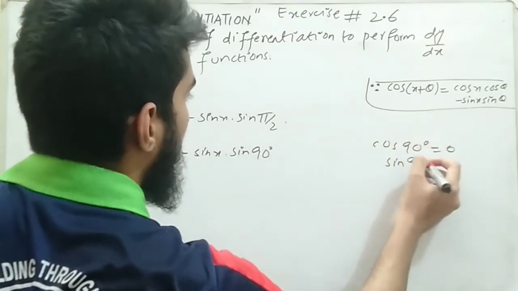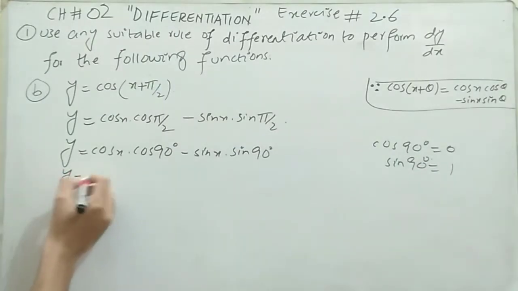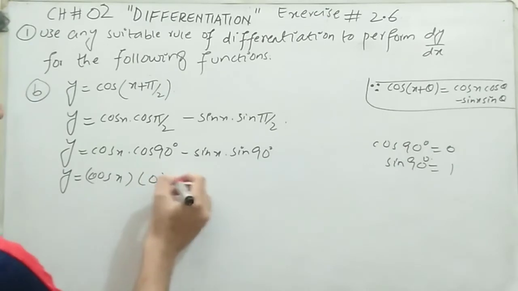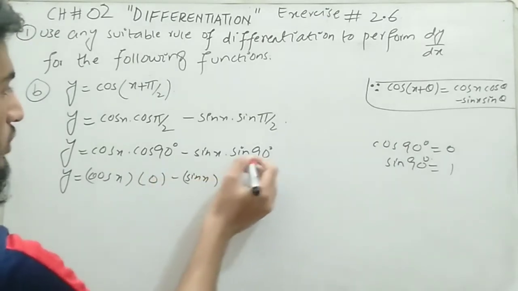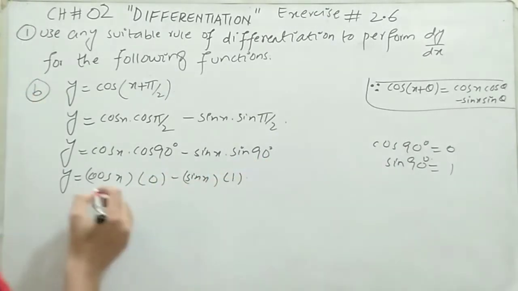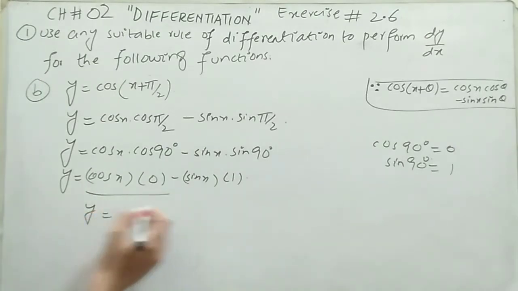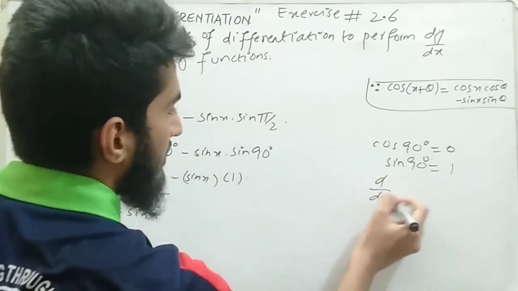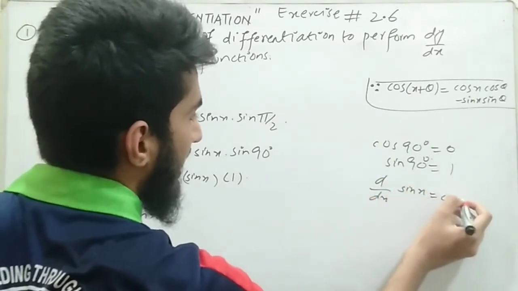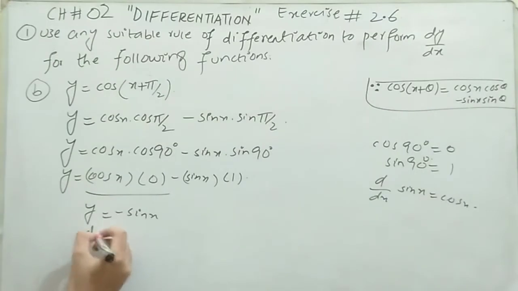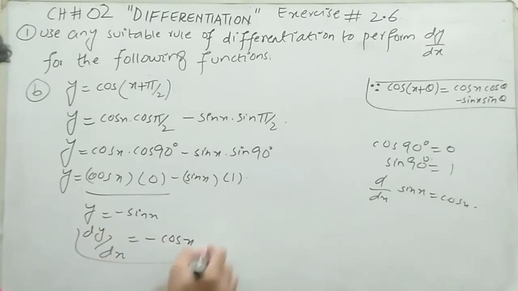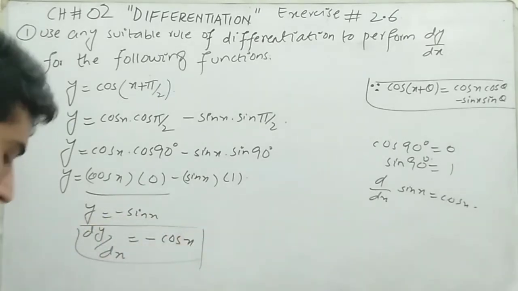You know that cos of 90 degree is equal to 0 and sin 90 degree is equal to 1. Putting these values, it becomes y is equal to cos of x multiplied by cos of 90, which is 0, so put 0, minus sin x, and you know that sin 90 is equal to 1. So this whole term will be equal to 0. We are left with y is equal to minus sin x. And you know that derivative of sin x is always equal to cos of x. So taking the derivative, it becomes dy by dx will be equal to minus the derivative of sin x, which is cos x. So this is the required derivative and the required result for part number B.